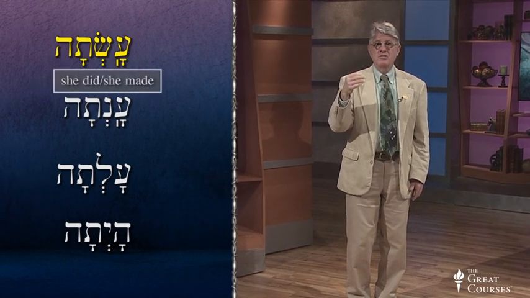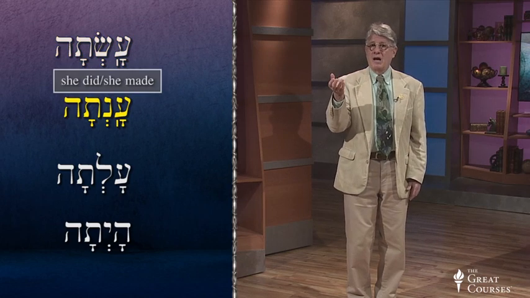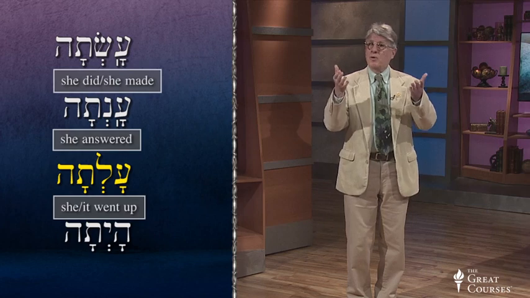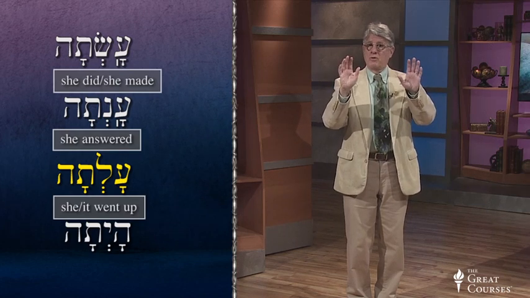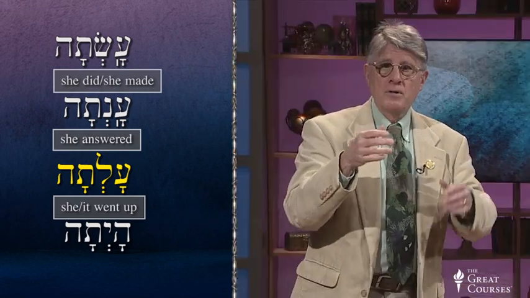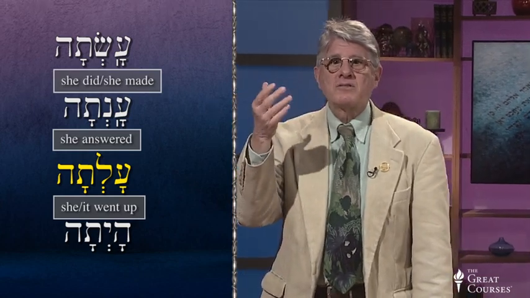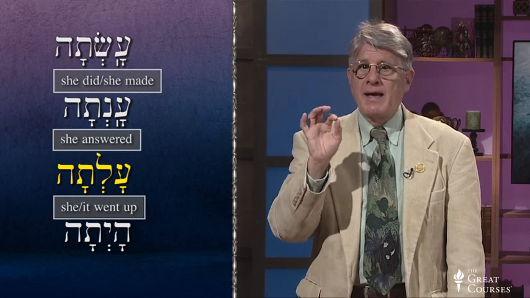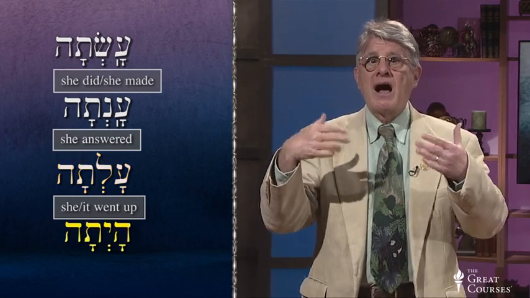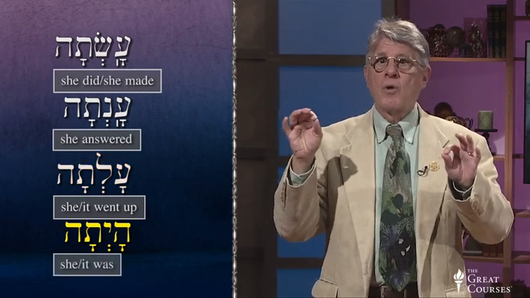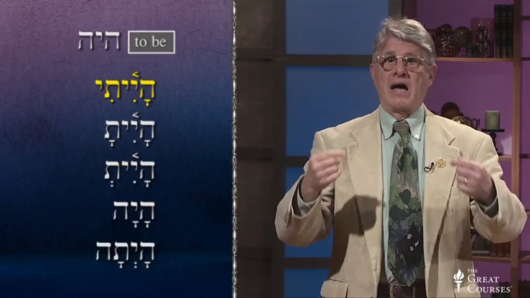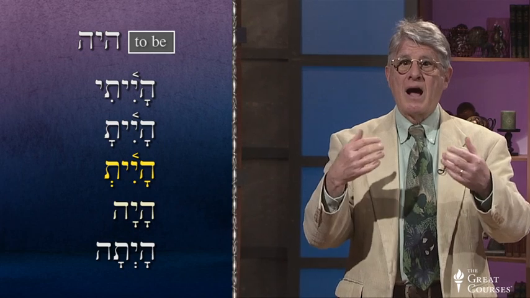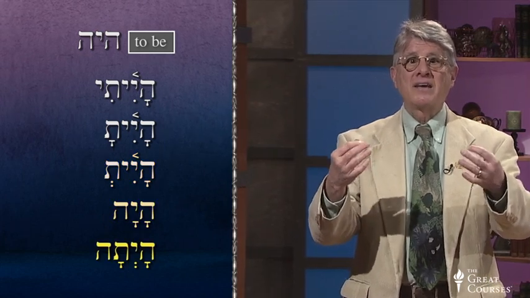Asta, she did or she made. Anta, she answered. Alta, she went up or it went up. You remember that there's no neuter in Hebrew, so it can always be a feminine noun instead of a human she that's doing these verbs. And especially hayita, she or it was. Hayiti, hayita, hayit, haya, and hayita.